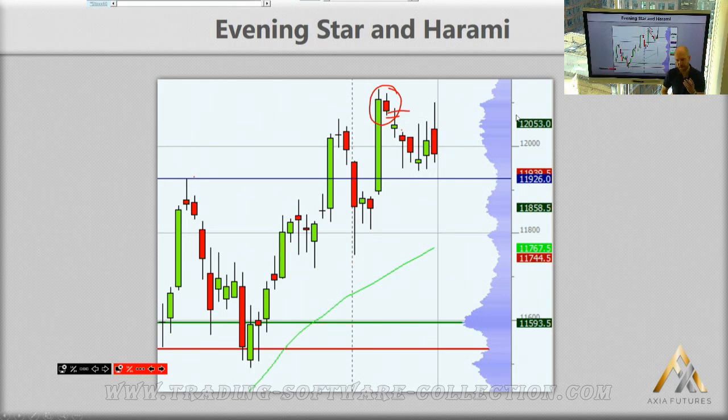But I do often expect that when you've got a gap, you will get a test of the gap and the close the next day. So, a nice little example in the DAX from a little while ago. You can see we're trading at 12,000, although the way it's fallen recently, you wouldn't be far off that again.